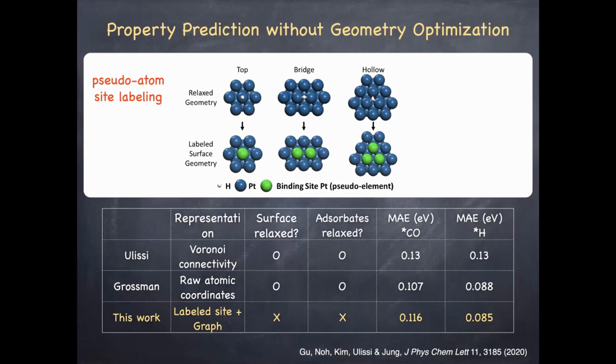And the performance is described at the bottom of this slide, and the existing models by Udelsi and Grossman both require surface structures and adsorbate relaxed structures. But our model does not require either of that information, but the mean absolute error is comparable or sometimes better than the existing models. And this has been trained and tested based on about 20,000 adsorption energies. And so we think that this could be one practical way of using machine learning for catalyst applications.